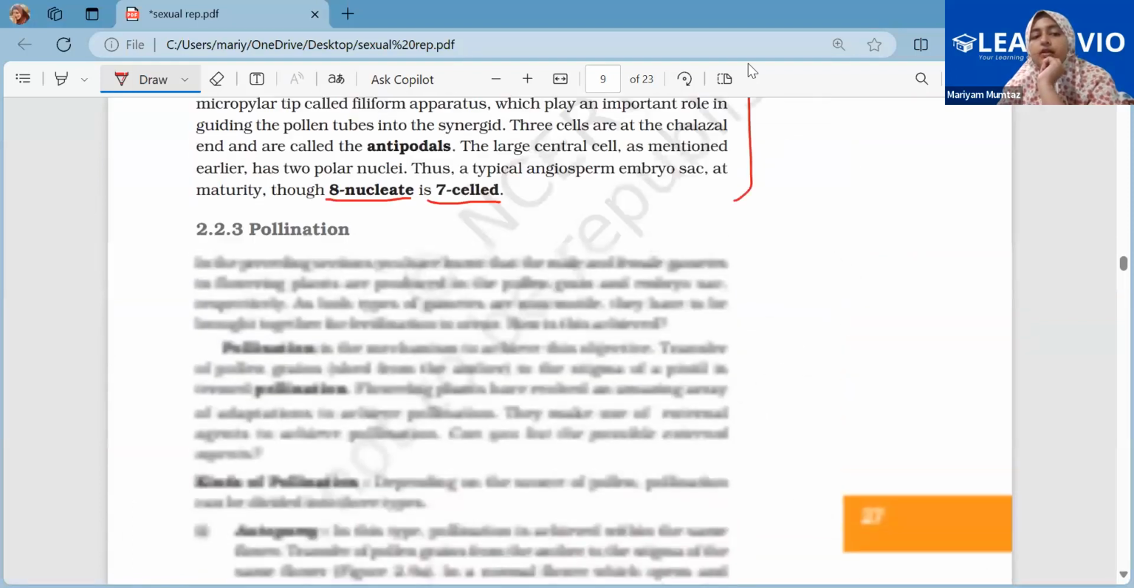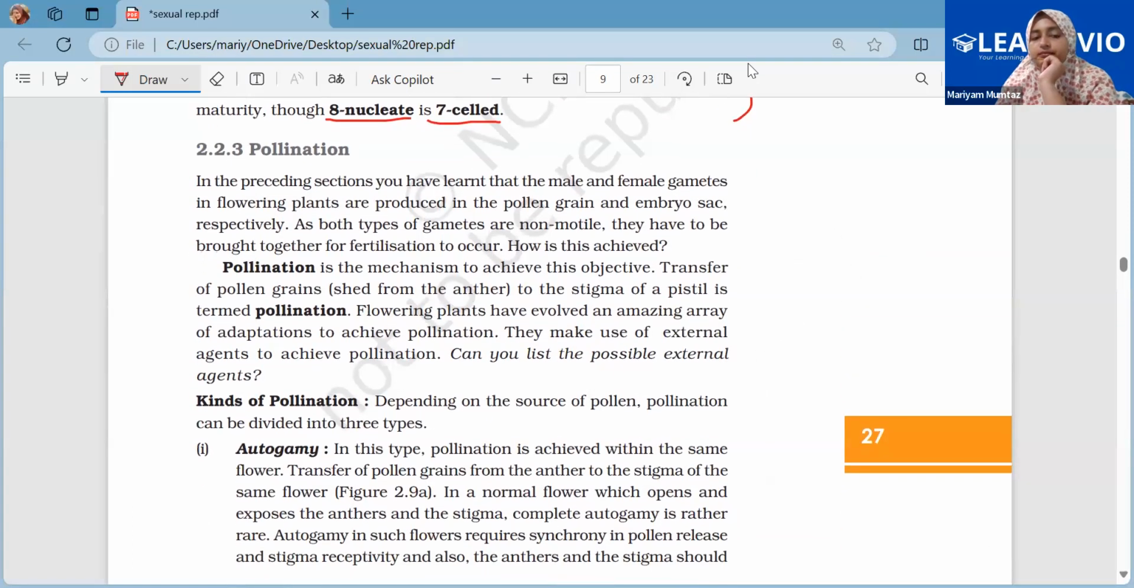All right, got it. Any doubts up until now?